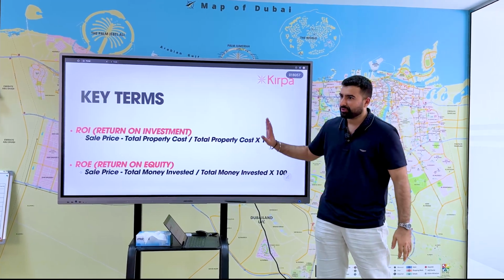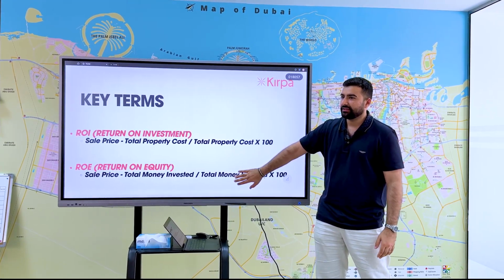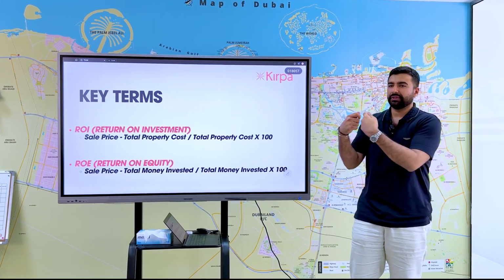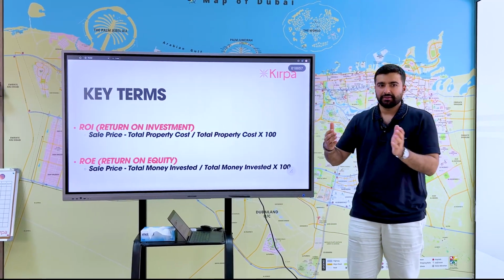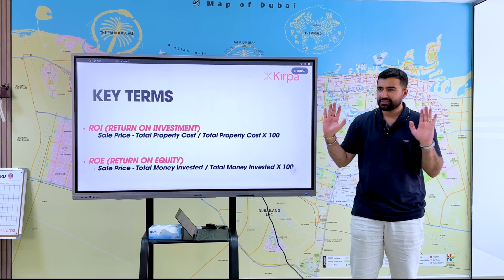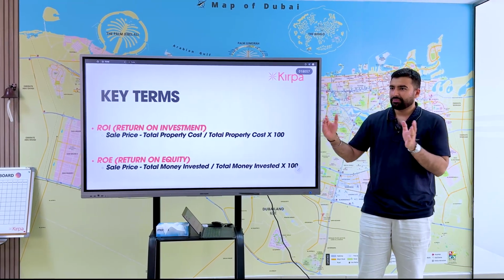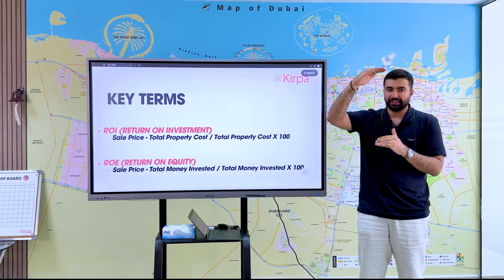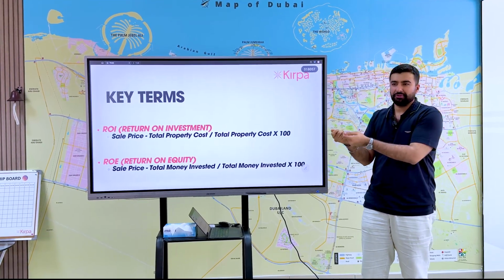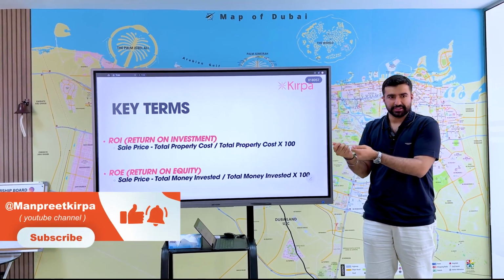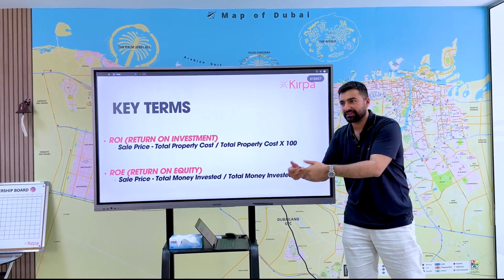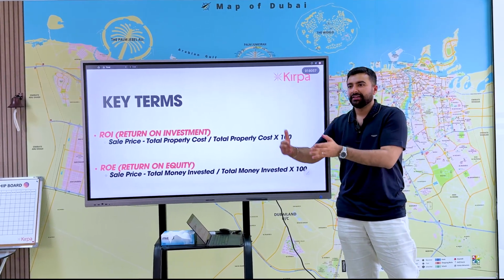But let's say same property, we want to calculate return on equity. If we have only invested 500,000, but we sell it for 2 million, our profit stays the same, right? Profit stays 1 million because the property value is still 1 million, but how much money have we put in? 500,000. So profit is 1 million divided by how much money we have invested, which is 500,000. How much is that?